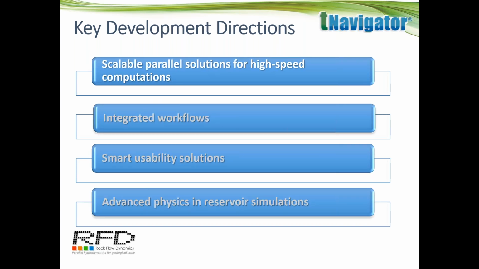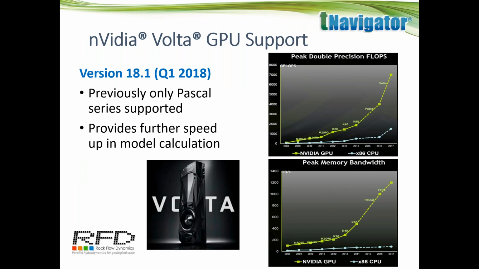Okay, to begin with is the first development direction, that is actually an area where tNavigator is known to be the market leader. Scalable parallel solutions for high-speed computations. So a little bit of a background here. tNavigator and Rockflow Dynamics as a company always closely following the trends in the computational hardware. So we are making sure that tNavigator is aligned and adjusted to the newest available architectural system to provide our users with the best simulation performance.